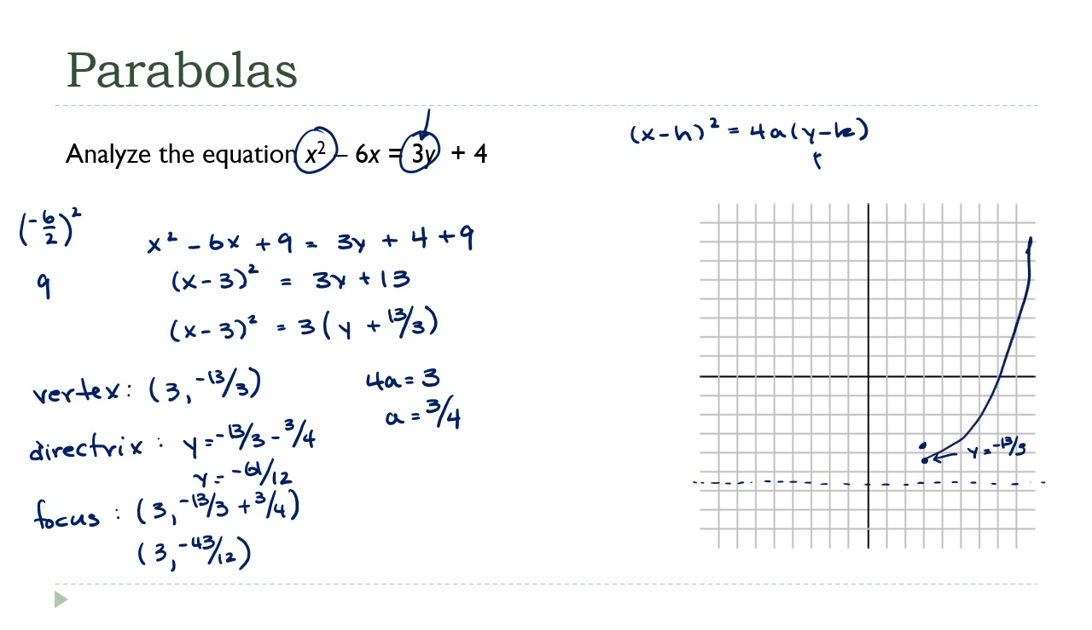So now I know it's going to look like this. And one more thing we can do, if you want to throw the axis of symmetry in here, this one is much easier. No weird fractions. The axis of symmetry is passing through these 2 points right here, and that is just x equals 3.